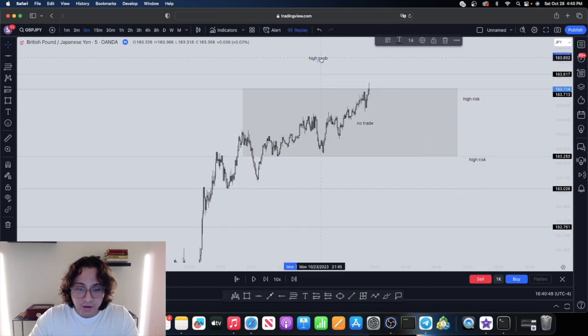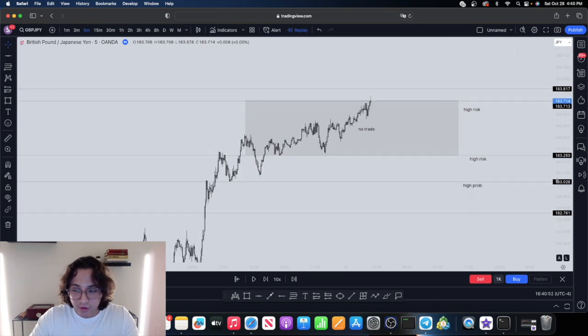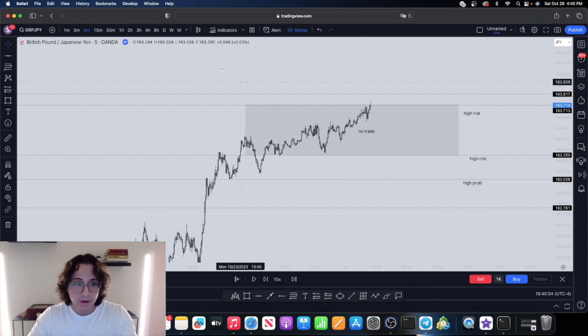This over here is my high risk support where I was interested in taking the sell back into a downside. This over here was my high probability where I was interested in taking the more sell back into a downside.